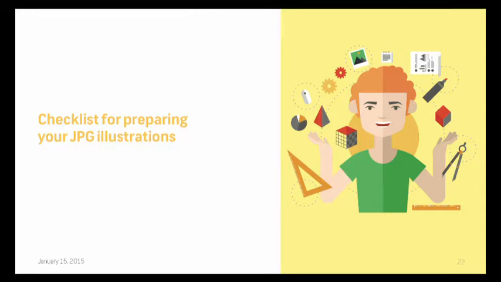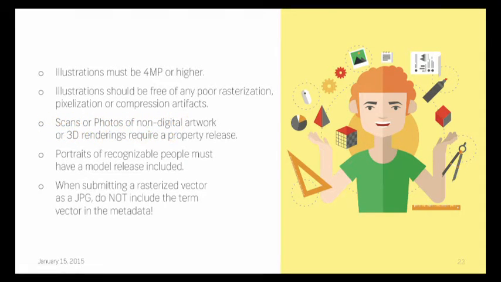All right, so that's sort of the general, that applies to both vectors and illustrations. So let's talk about just preparing your JPEG illustrations. JPEG illustrations have to be at least 4 megapixels or higher than that. So that's the same as our photo collection, no different there. Illustrations need to be free of any sort of poor rasterization or any kind of artifacts. We don't want our customers to download one of your vector or your raster illustrations and then see it at 100% and it doesn't look very good. So we want to make sure that they're crisp and clean at 100%.